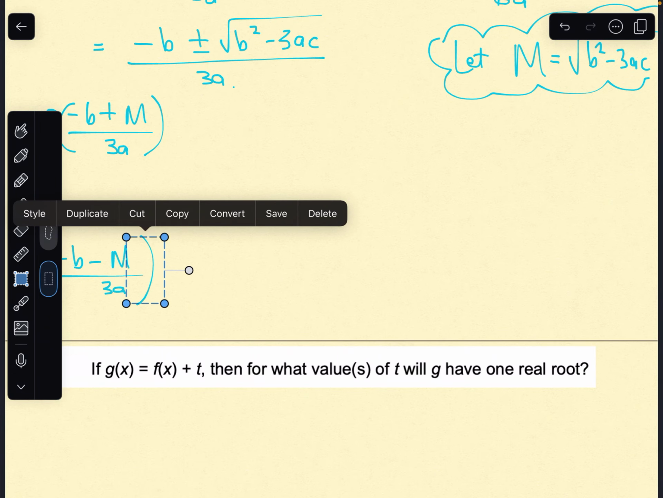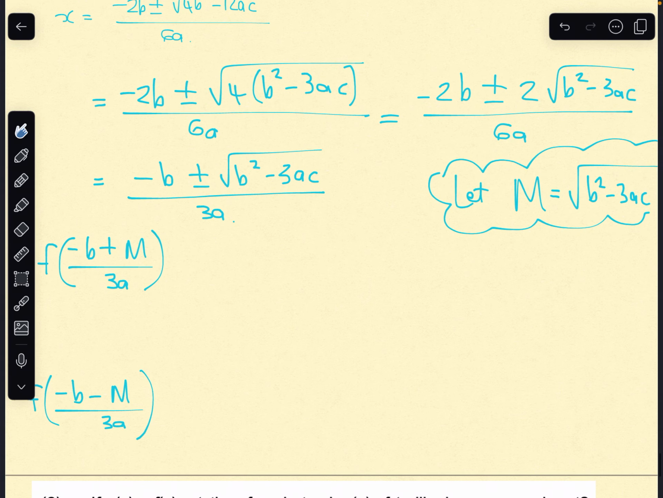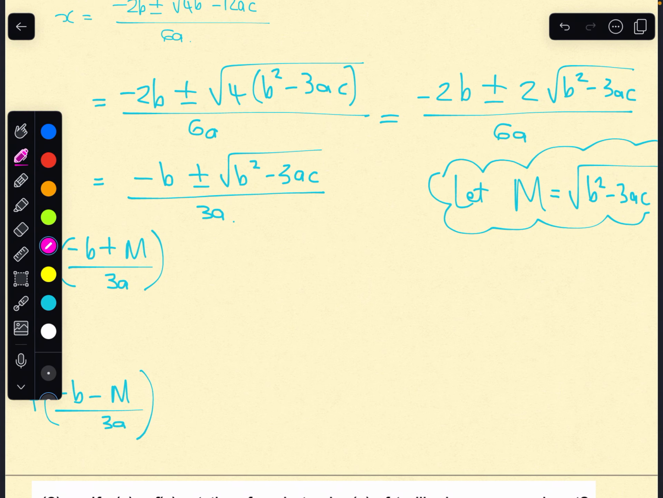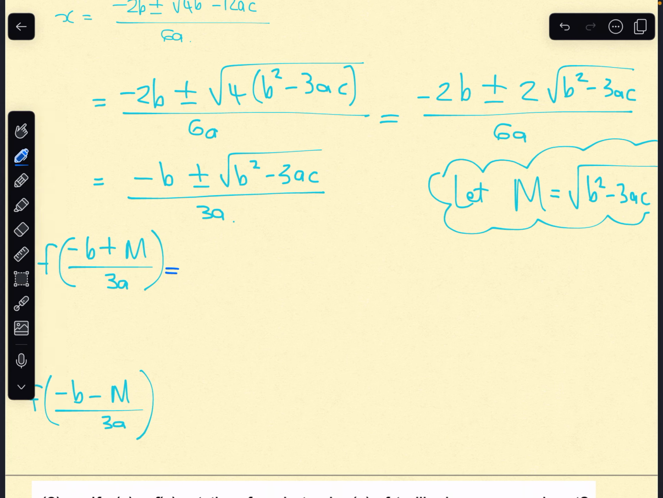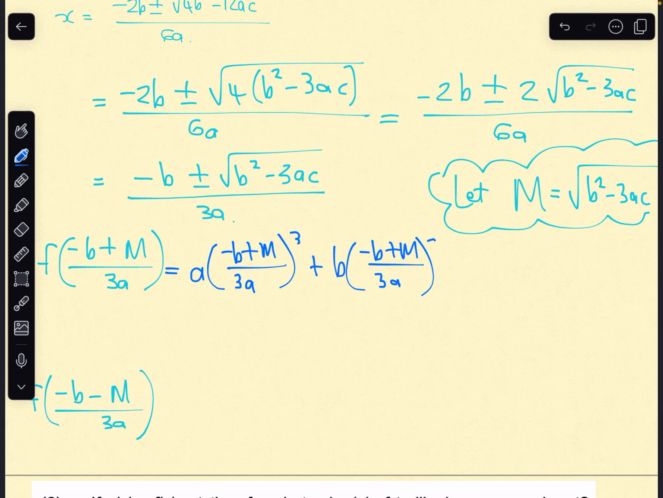Okay, so maybe in another color. This is going to be ax cubed plus bx squared plus c plus d.